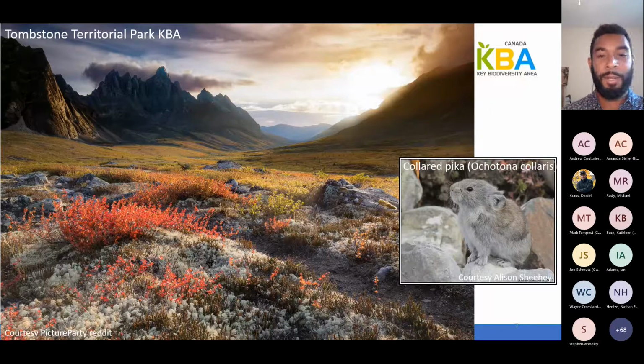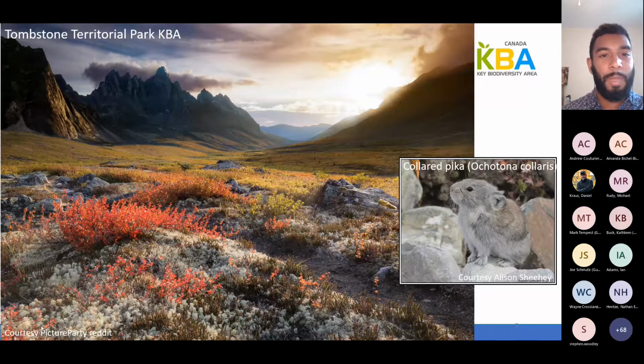This Tombstone Territorial Park KBA is not only a beautiful landscape, as you can see from this picture, but is a really important area for over 130 different bird species, for a variety of different mammals and other biodiversity elements as well.